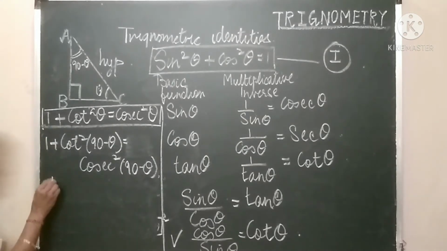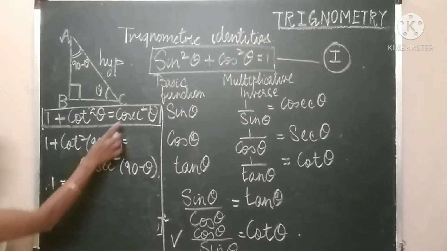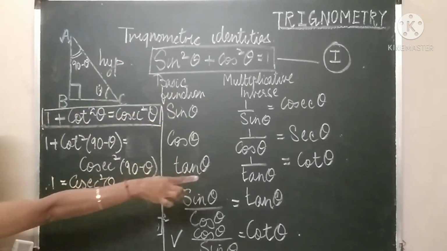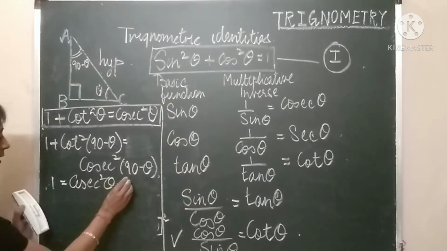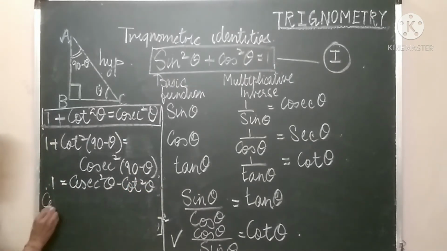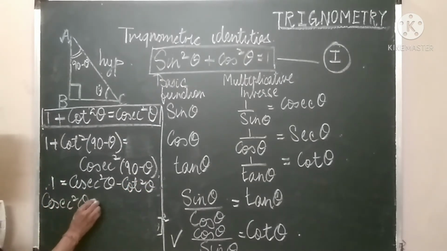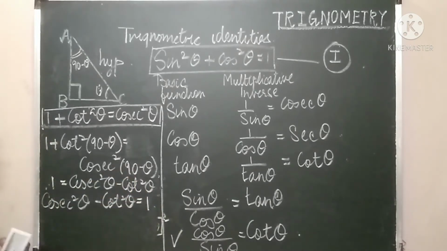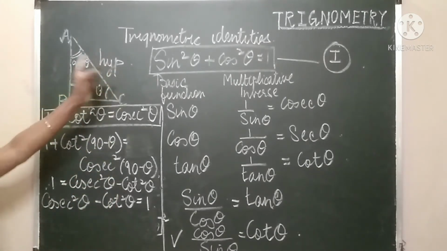What is left on the left hand side is 1, which is equal to cosec square theta plus cot square theta goes on the other side, that is minus cot square theta. So in other words, cosec square theta minus cot square theta is equal to 1. This is the second identity in trigonometry.